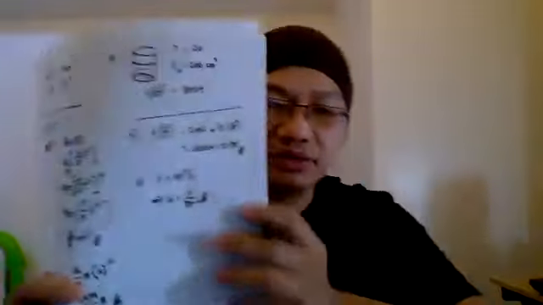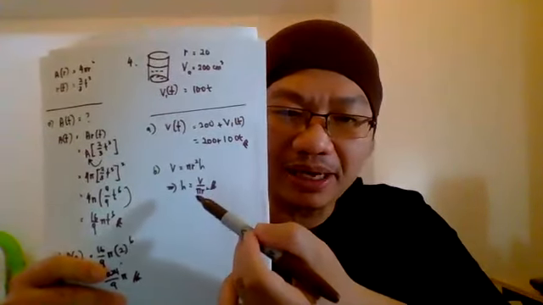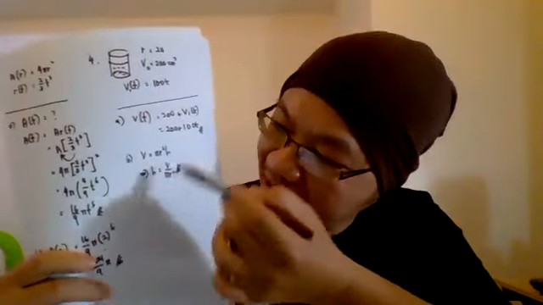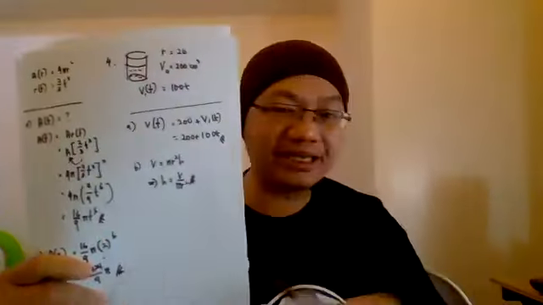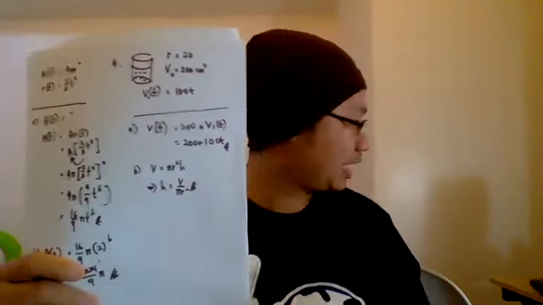Okay. The second question is very easy. H equals V over pi r squared. Please double check the answer. I don't have textbooks, so you check first. You check the answer later. Okay.